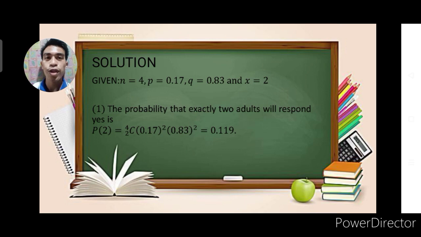So our solution, given n is equal to 4, p is equal to 0.17, q is equal to 0.83, and x is equal to 2. To answer number 1, the probability that exactly 2 adults will respond yes is P(2) is equal to combination 4 of 2, 0.17 raised to 2 multiplied by 0.83 raised to 2. So that is equal to 0.119.